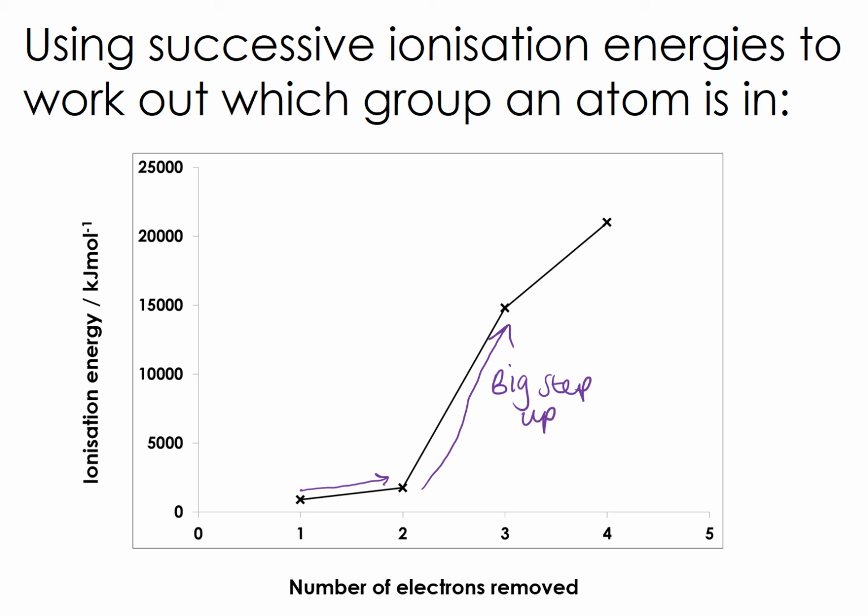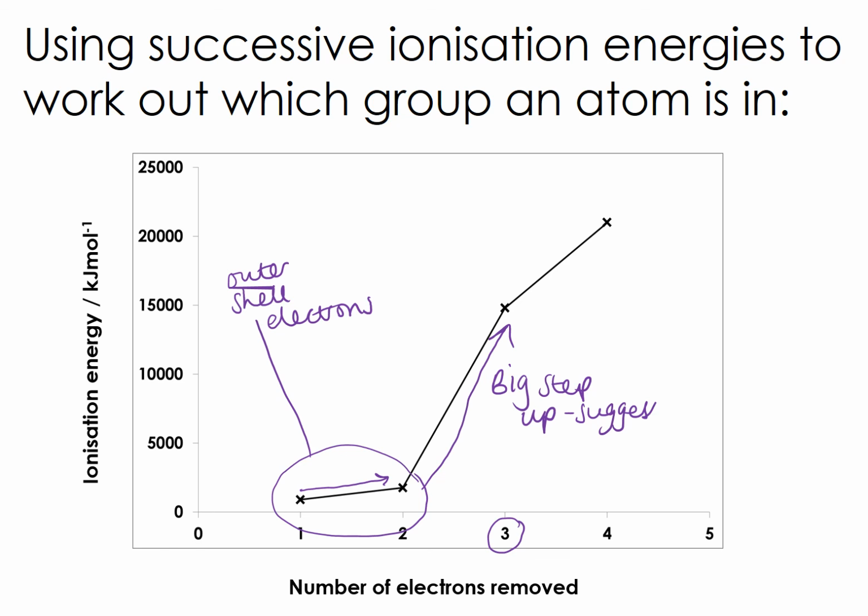This big step up is in order to remove a third electron. That implies that the outer shell electrons had increasing ionisation energy from the first to the second ionisation energy, but then there is a big step up to the next one. This suggests a new shell. So the big step up suggests the new shell. And therefore this example had 2 outer shell electrons, so we'd expect it to be in group 2, and indeed this is in group 2.